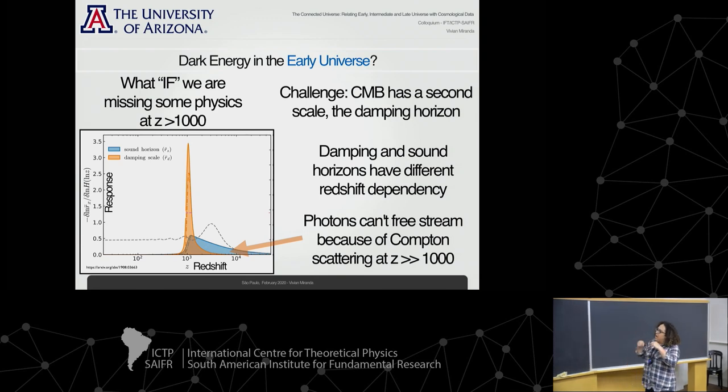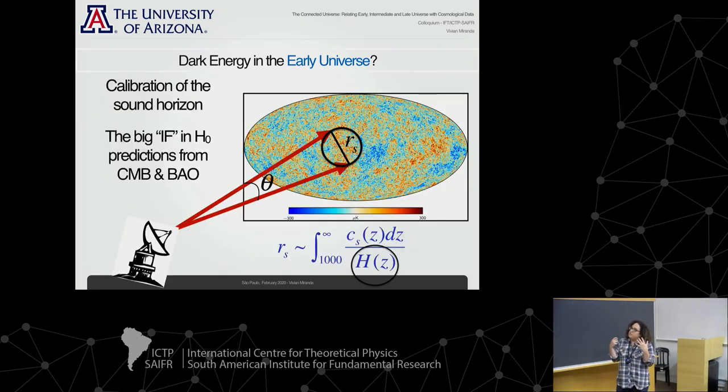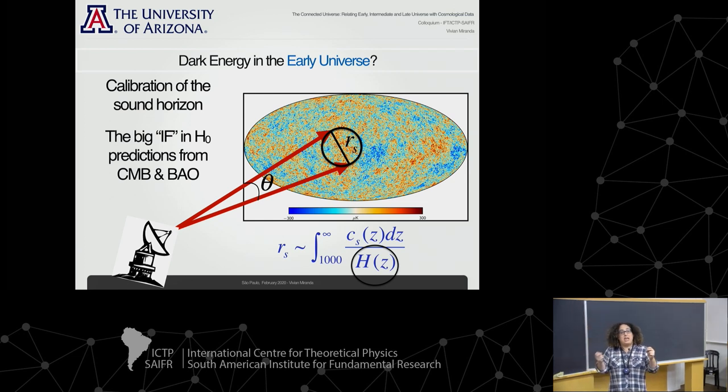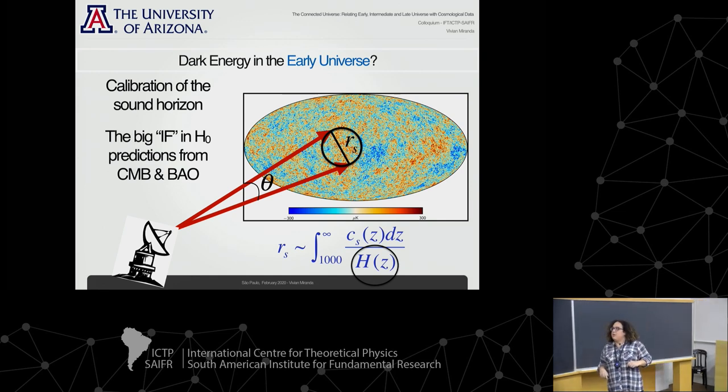But I want to ask the question: what if we are wrong? What if there is dark energy in the early universe? We actually think nowadays, and this is not just speculation, that 10% of the energy density of the universe at redshift 3000 was dominated by another type of dark energy. Why do we think that? What happens if the universe is not boring? There are more neutrinos than we previously expected. This changes things. So can the CMB probe it? And the answer is yes.